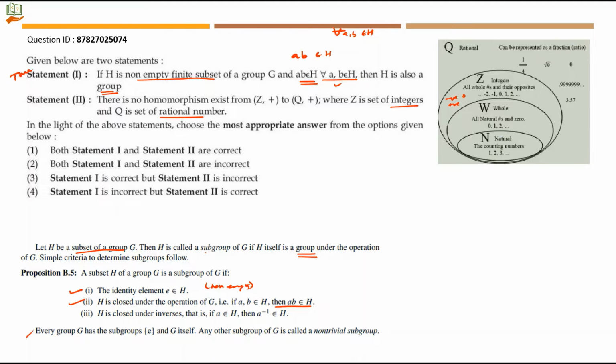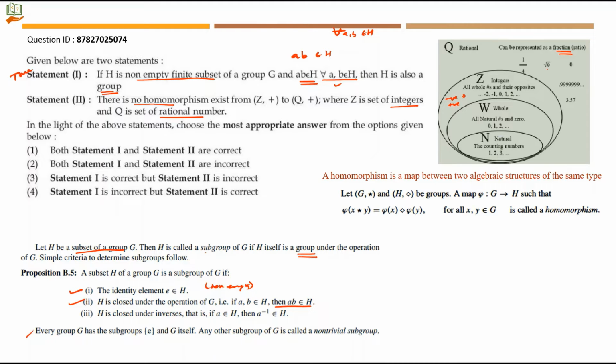What are rational numbers? They are represented by the symbol Q. They can be represented as a fraction: 1 by 4, root 9, 0, then we have 0.999, 3.57. So anything that is represented as a fraction will be under rational numbers. What they are saying here is there is no homomorphism. What is a homomorphism? It's a mapping between two structures of the same type. If you take G and H to be groups, G is under this operation and H is under this operation. Just see how they are applied. This mapping is called a homomorphism.